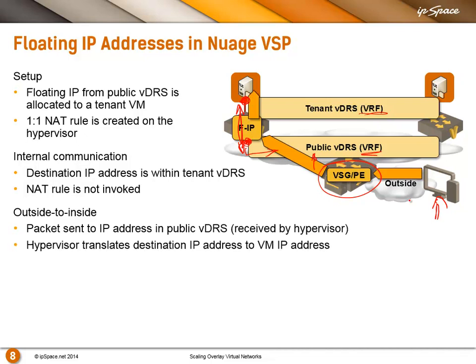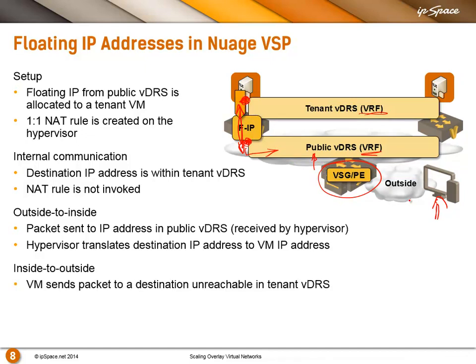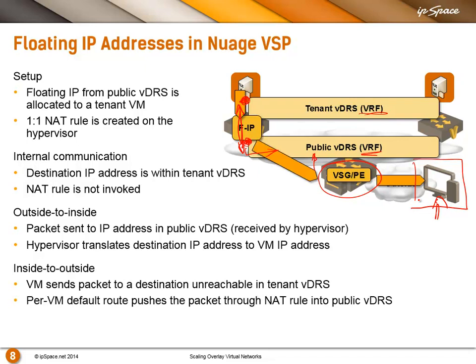On the other hand, if the VM is then replying to that, and the traffic is going from inside to outside, because the destination is not reachable inside the tenant address space, and there is a NAT rule for this VM, the hypervisor, the virtual router, would send the packet through the NAT rule to the outside world, apply the NAT transformation, and send the packet to the outside world, where it will eventually be delivered to the client over here.